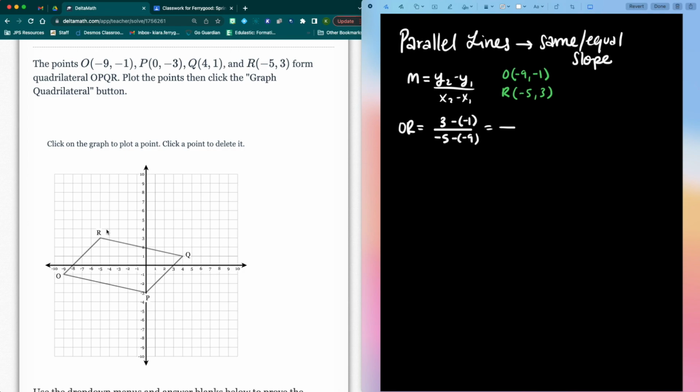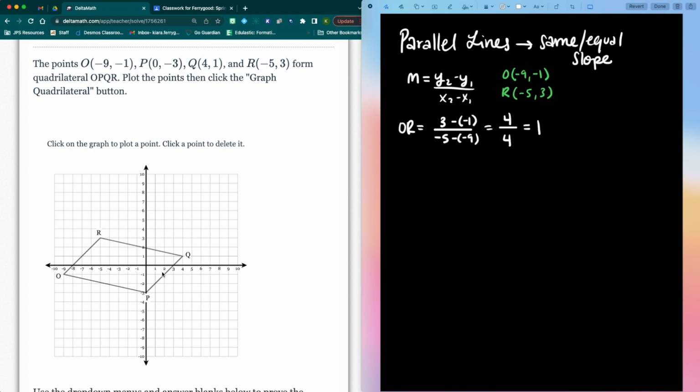When I simplify the top, 3 minus a negative, that double negative becomes 3 plus 1, which gives me 4. -5 minus -9 gives me 4 as well. So 4 divided by 4 is 1. That's my slope of OR. But I'm looking for the opposite sides. The opposite side of OR is QP, so that's what I need to verify.